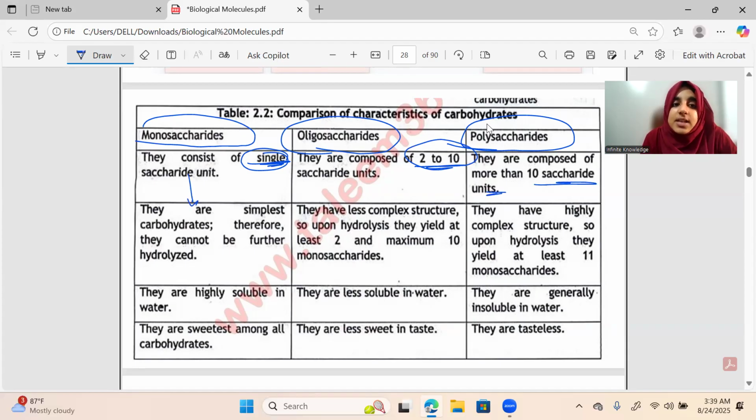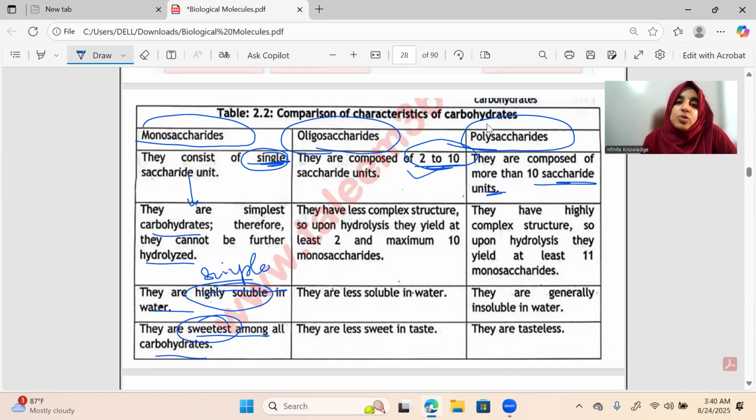Monosaccharides are the simplest carbohydrates and these cannot be hydrolyzed any further, okay? Why? Because they contain one saccharide unit and we cannot break the saccharide unit, right? And these are highly soluble in water and these are sweetest among all the carbohydrates. These are very sweet and they are also soluble. Soluble why? Because of the simple structure. Okay. Next we move on to oligosaccharides.